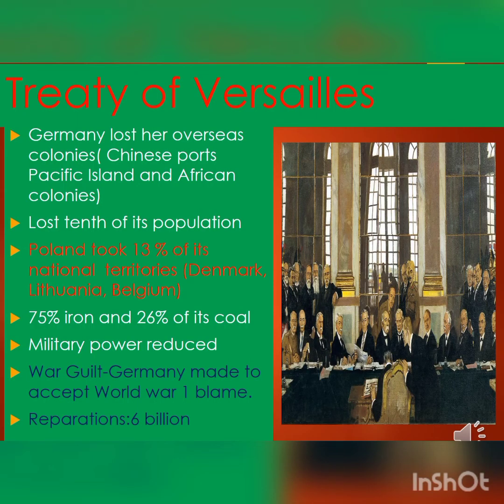The Treaty of Versailles was the primary treaty produced by the Paris Peace Conference at the end of World War I. It was signed on June 28, 1919 by the Allied and Associated Powers and by Germany in the Hall of Mirrors in the Palace of Versailles. Germany lost its overseas colonies, a tenth of its population, 13% of its national territories, and 70% of its iron and 26% of its coal.